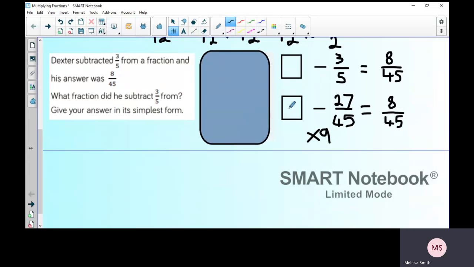So how do I work out what goes in this box? Well, I already know that my denominator is going to be 45. And to work out my numerator, what do I do?